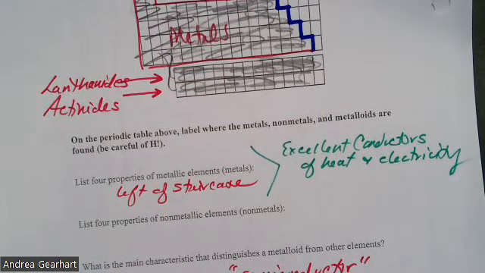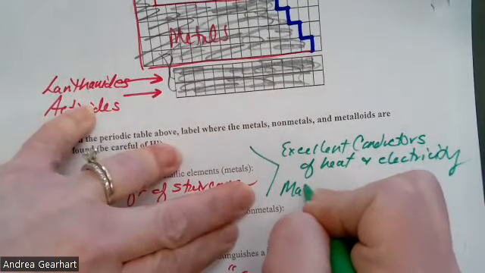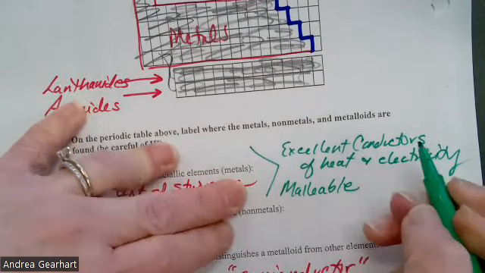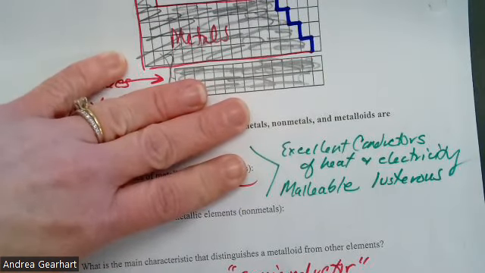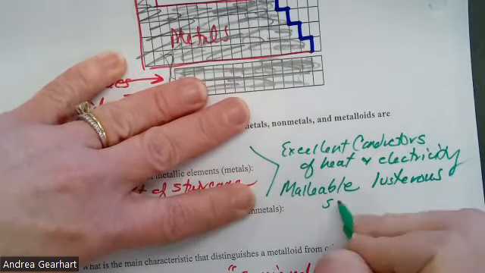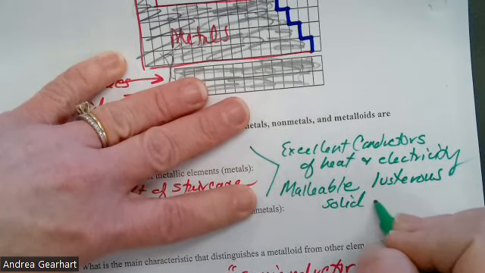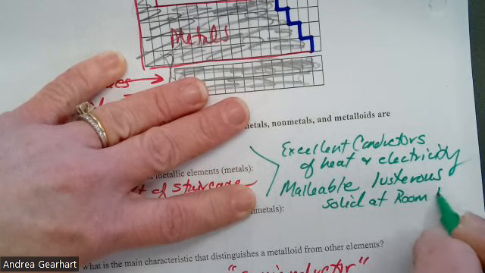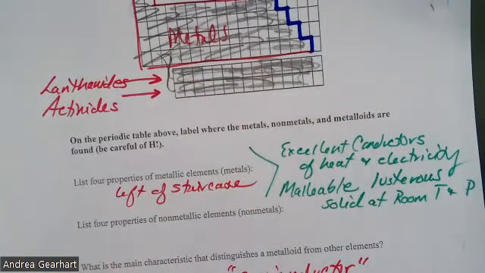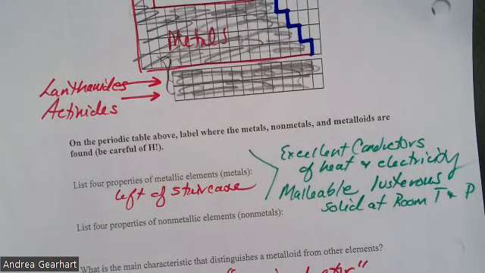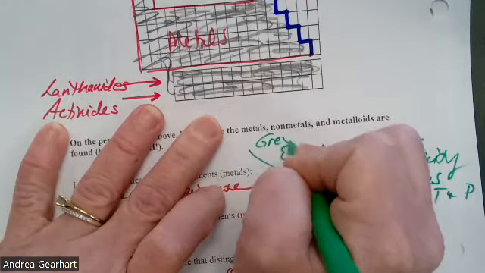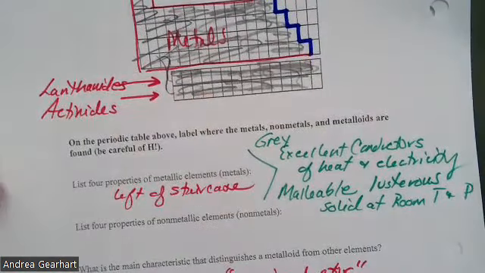Can we get another? Do you remember what that means? Wonderful. They are lustrous, shiny. They are, except for one, solid at room temperature and pressure. What color? Metals are gray, or we could say silver, but I like gray. Perfect. And we could spell it grey or gray, either.